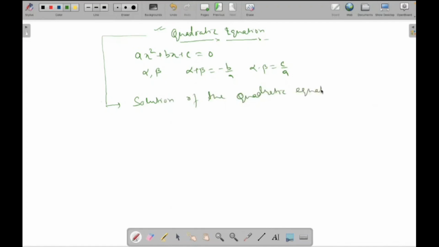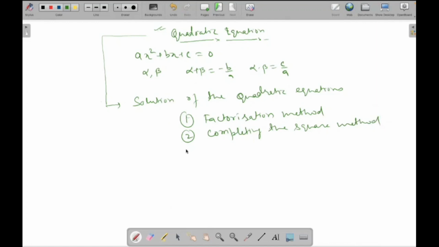So there will be three methods which we will be learning. One is what we are calling the factorization method, which you have learnt in the polynomial chapter as well. The second one is called the completing the square method. The third one is basically using the formula. So we will derive the formula and use it as well.